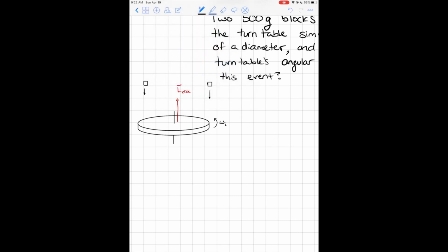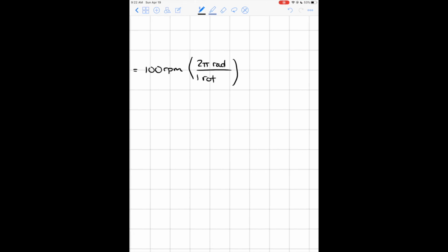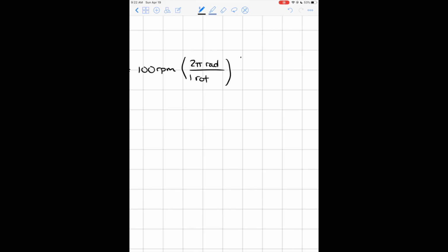But let's go back to quickly solving for omega I. Omega I we know is 100 RPM, but that's a little cumbersome to work with. It's not our SI units. I need to turn these rotations into radians by multiplying by 2 pi radians per one rotation. So that's going to take care of the R here. And then I have minutes. I got to go into seconds.